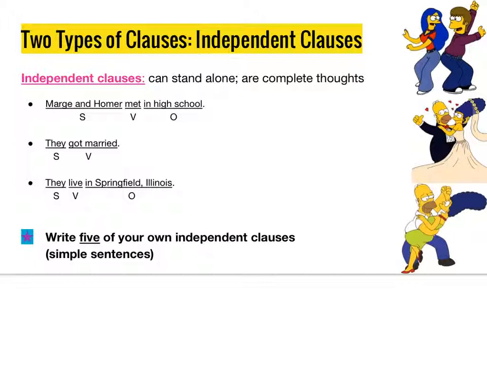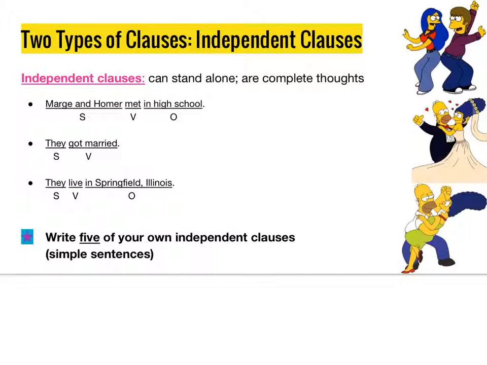When we talk about clauses, there are two types of clauses. The first type of clause is known as an independent clause. Independent clauses are complete sentences that stand alone. They make sense by themselves, and they are sometimes called simple sentences. The following sentences are independent clauses. Notice that these are all complete sentences, but not all of them have objects. For a sentence to be complete, it doesn't always need to have an object.